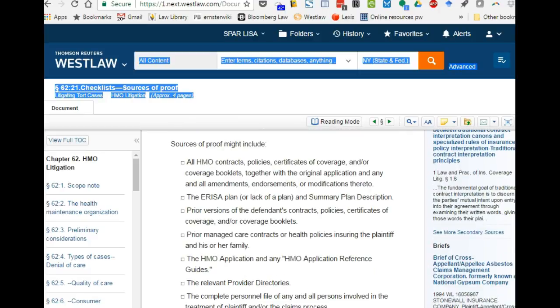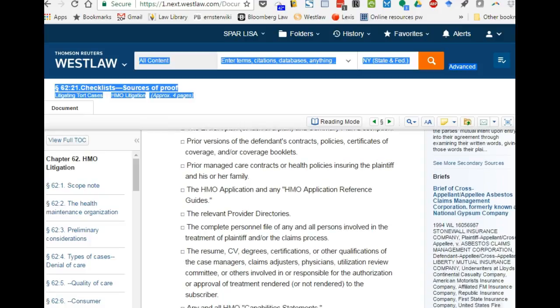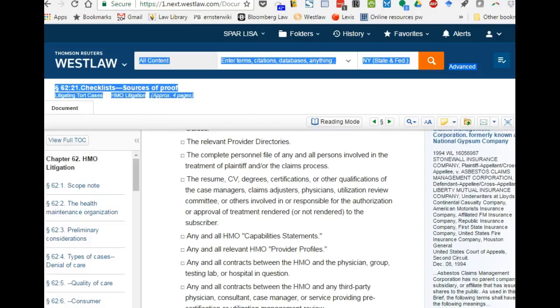Sources of proof might include HMO contracts. So you might want to do some investigation to figure out, once again, whether your client. So we had talked about this, remember, when we did our issue spotting. What's in the contract? That was a question we needed to investigate further. Certificates of coverage, coverage booklets, ERISA plan or lack thereof, prior versions, relevant provider directories.